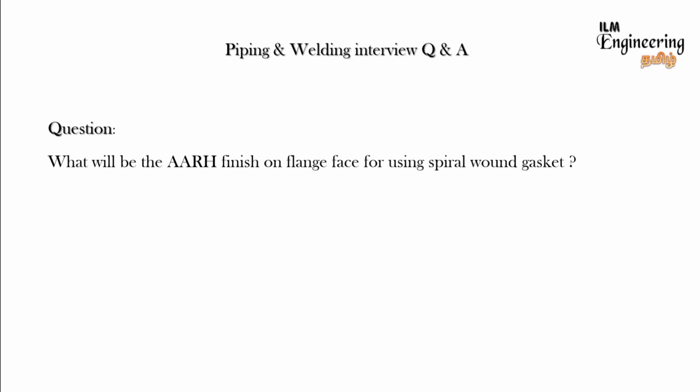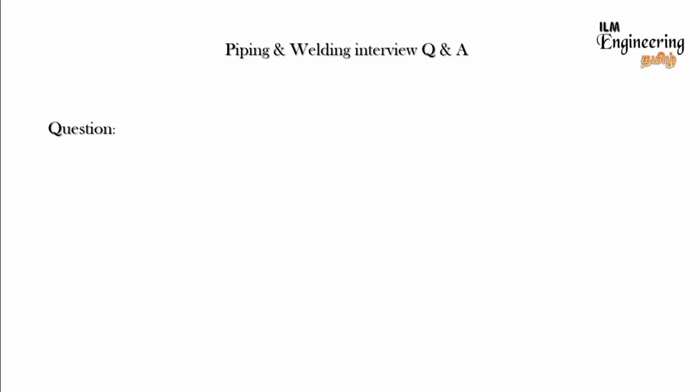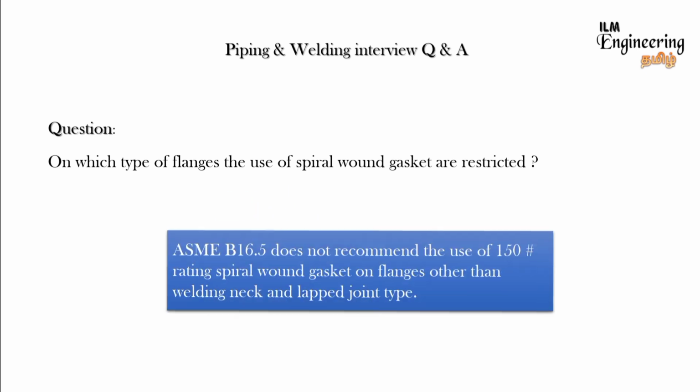What will be the AARH finish on flange face for using spiral wound gasket? 125 to 250 AARH finish. On which type of flange is the use of spiral wound gasket restricted? ASME B16.5 does not recommend the use of 150 class rating spiral wound gasket on the flanges other than weld neck and lap joint type.